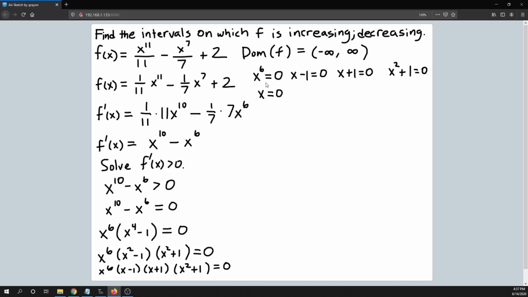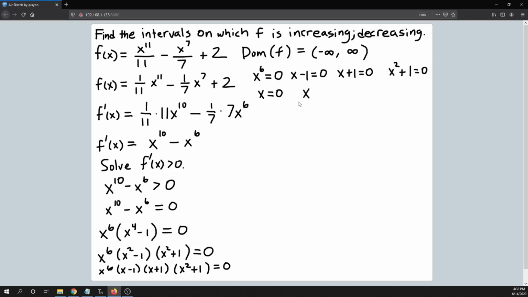The only solution to that is 0 itself, right? If I take any number and I raise it to the 6th power and I get 0, the only way that could be is if the number were 0 itself. So if x to the 6th is 0, then x has to be 0. Because a positive number to the 6th power is a positive number, not 0. So this can't have any positive solutions. And if it were a negative number to the 6th power, then the result would also be positive, and so therefore it couldn't be 0. 0 to the 6th power is 0. So the only solution off of this is x equals 0.